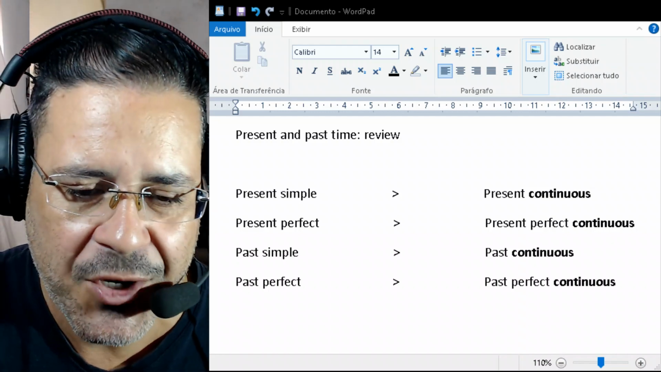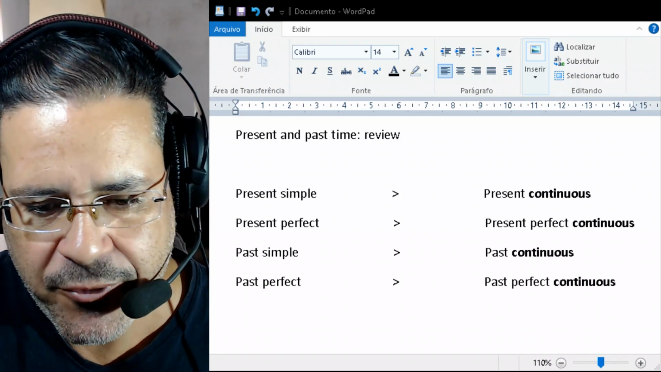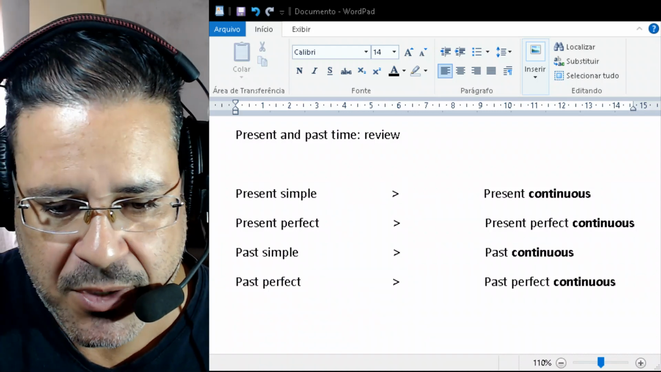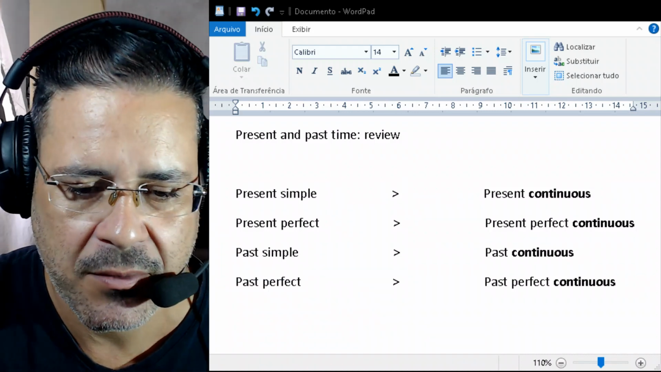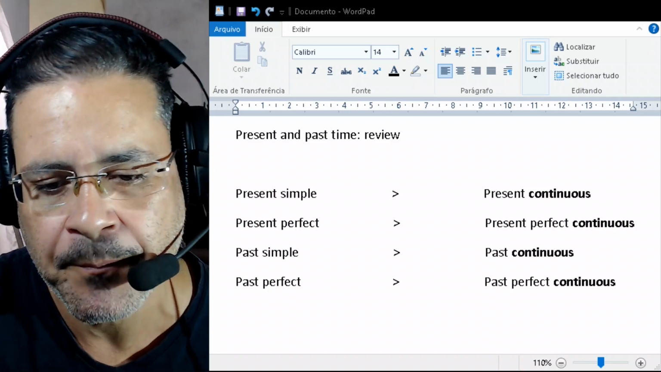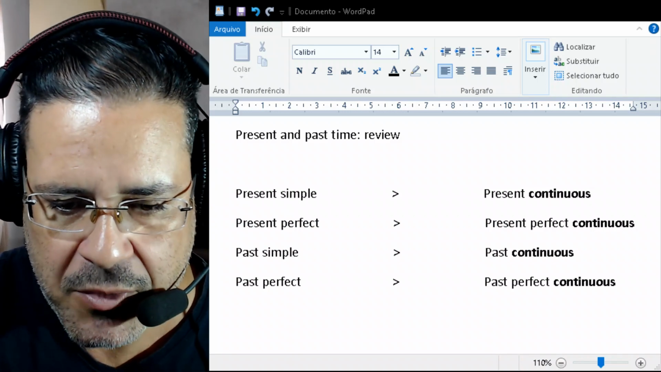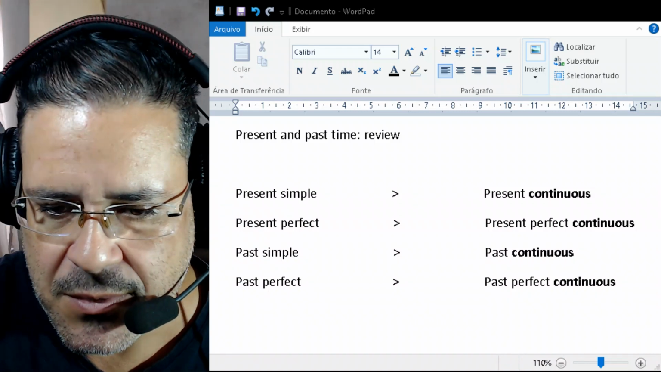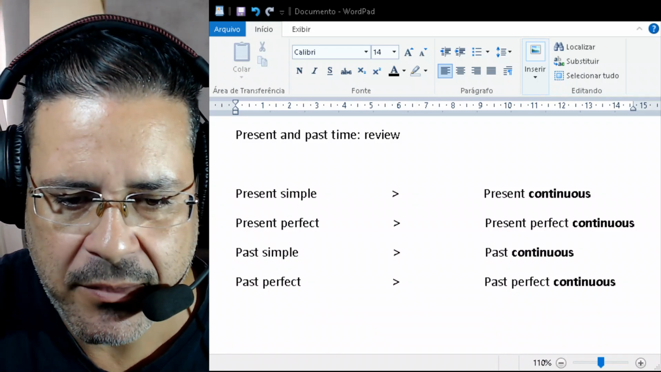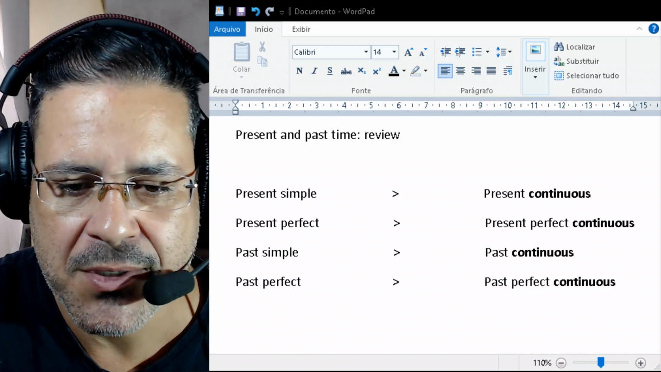So we've got actually four times: two for the present, simple and perfect, and two for the past, the simple and the perfect forms, all of them with their corresponding continuous tenses. So this is basically a review of the present and the past time.